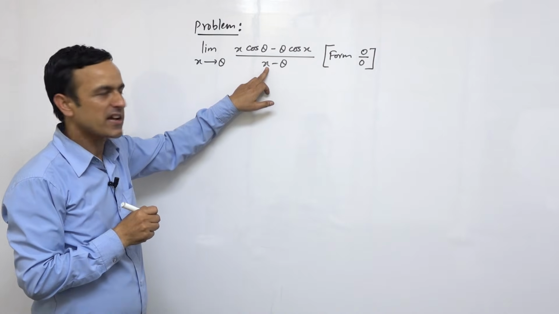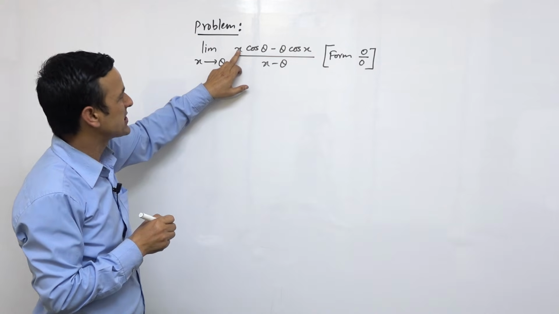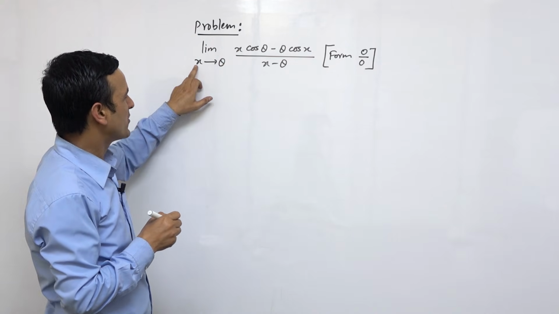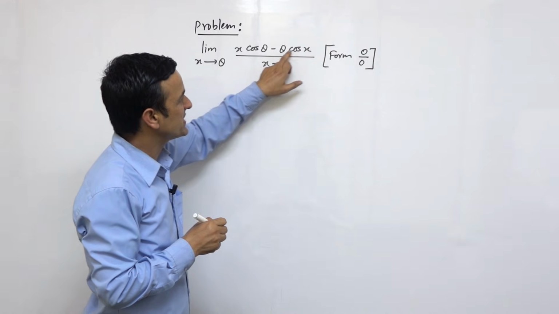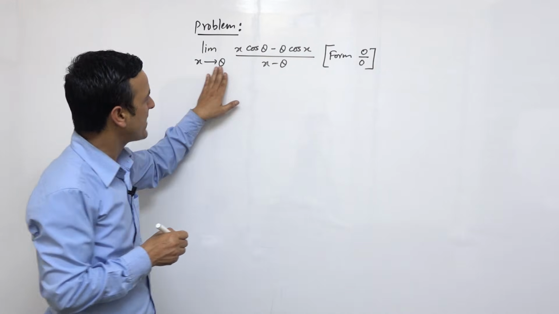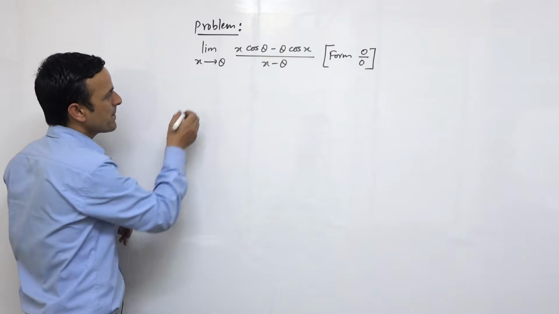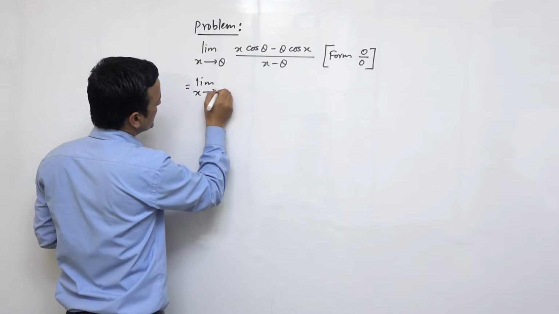Substituting theta in place of x, it will be theta minus theta, so it will be 0. And here also, when the value of x is substituted, theta cos theta and theta cos theta, it will also be 0. So all the x's are replaced by theta. So in this case we can solve such type of question.